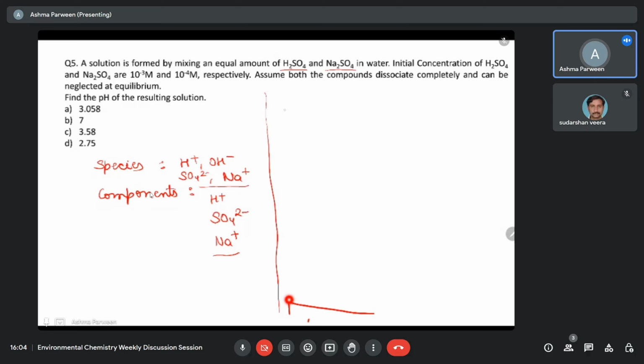First we will write the species here. Species are H plus, OH minus, SO4 2 minus and Na plus. These four are the species, and we have three components, that is H plus, SO4 2 minus and Na plus, and we are adding two compounds here, that is H2SO4 and we are adding Na2SO4.